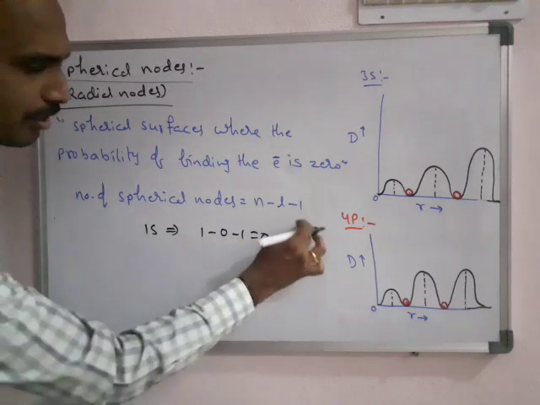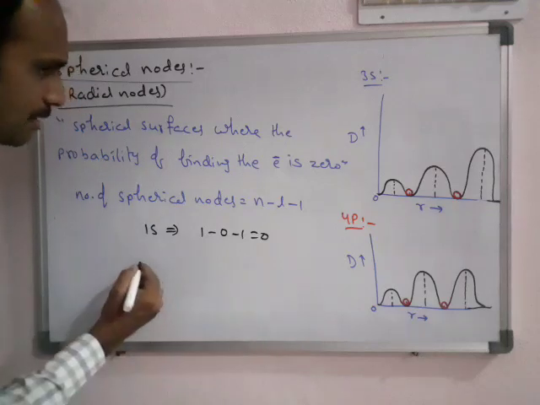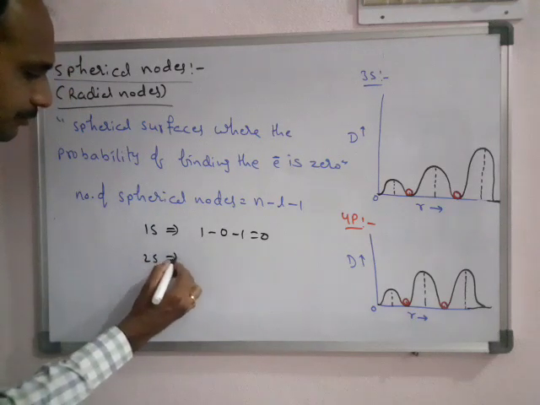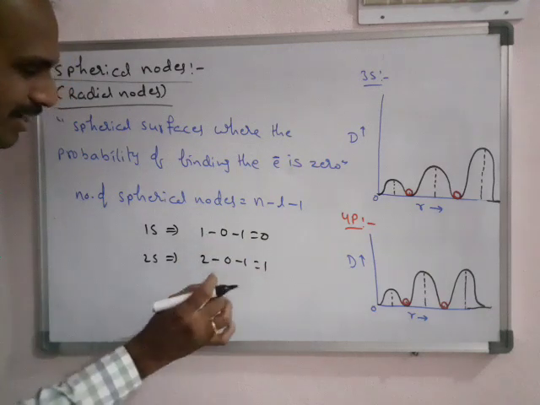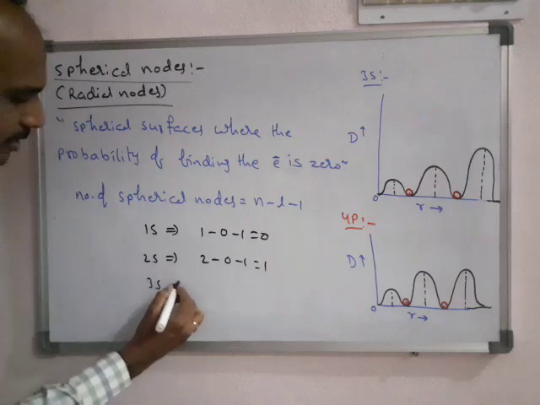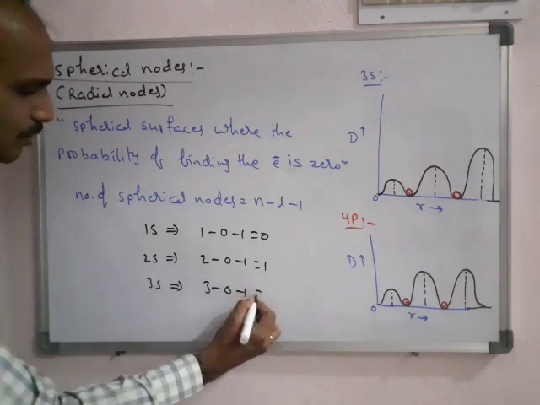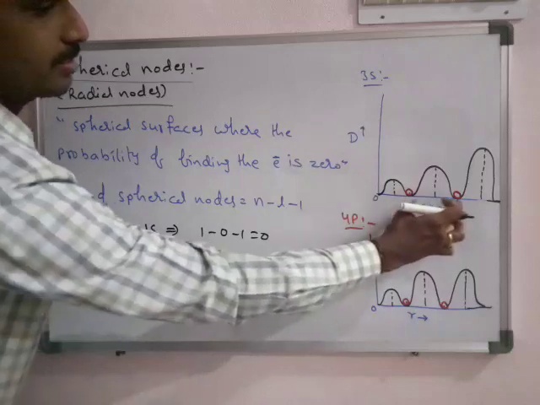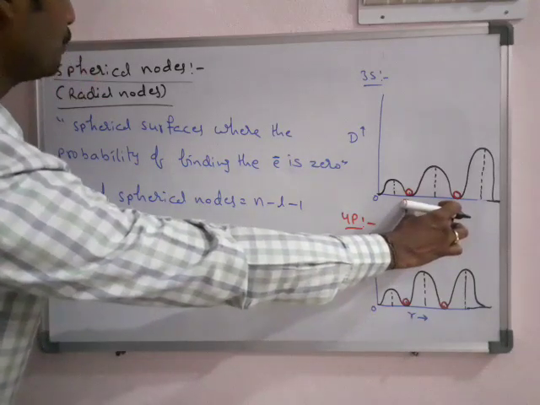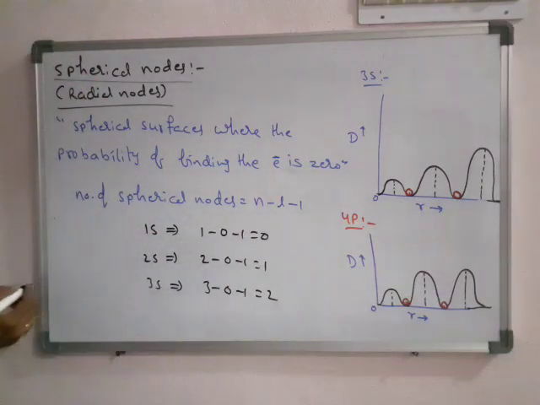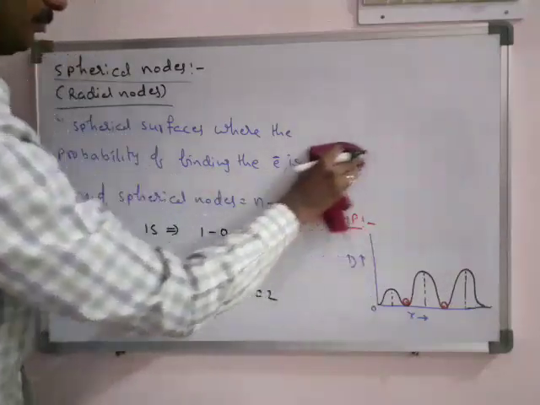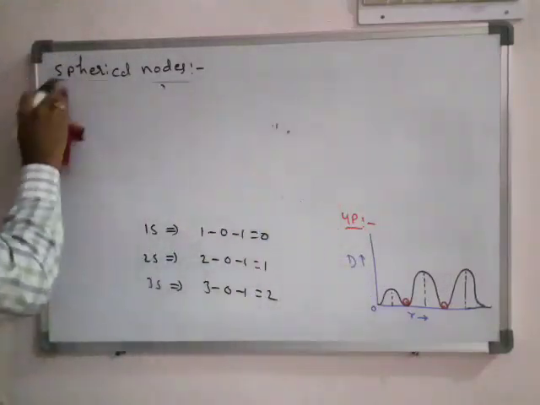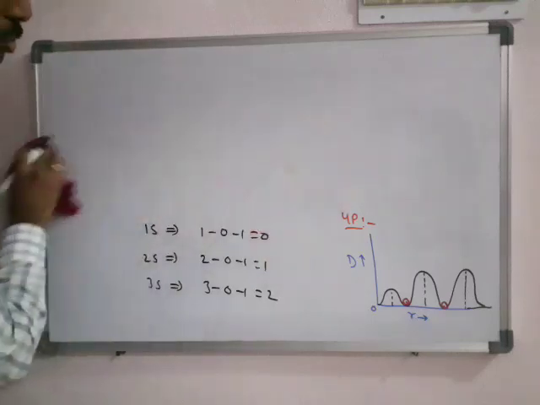Already in 1s we got only 1 peak, so there are no gaps. For example, let's calculate 2s: 2 minus 0 minus 1, that is we got only one node there. For example 3s, 3 minus 0 minus 1, that is 2. So for 3s there are 2 radial nodes or 2 spherical nodes. Now for example we write it for 2p. Take the total nodes perfectly.